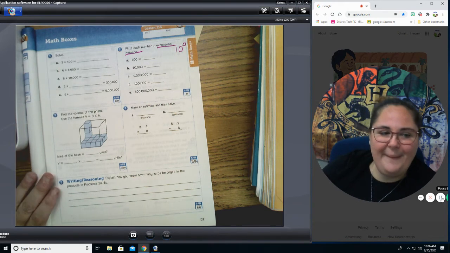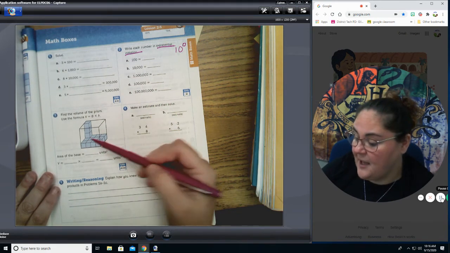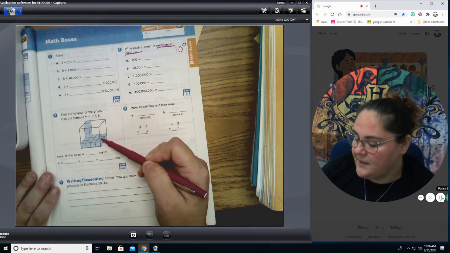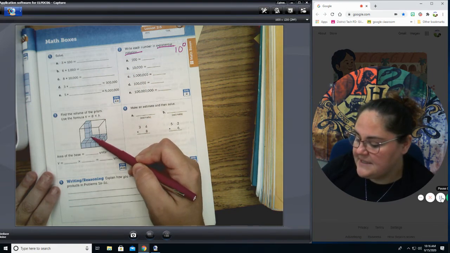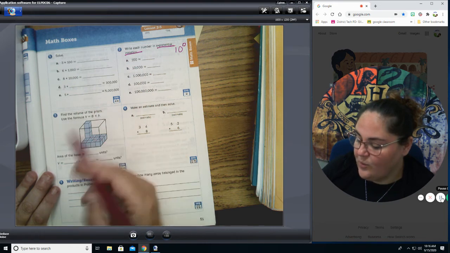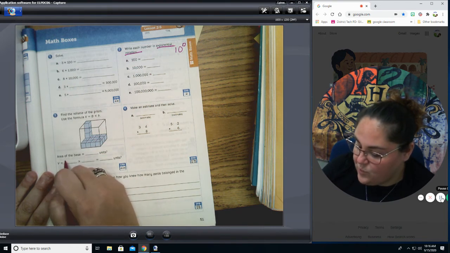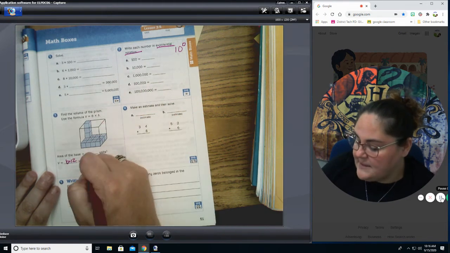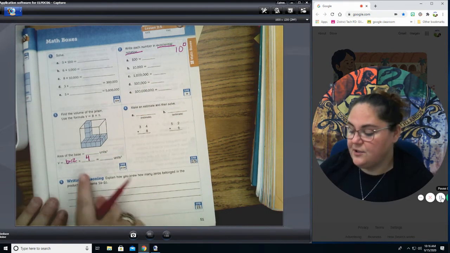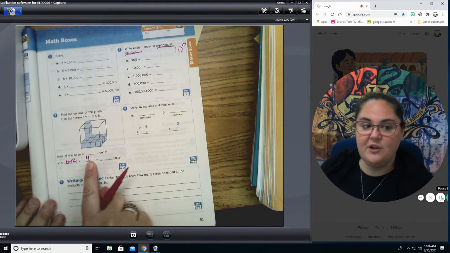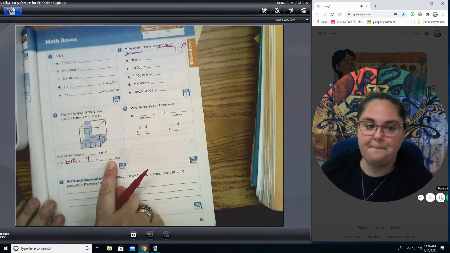Number 3, you have a base times height. So I'm going to help you out with this one, my base. 1, 2, 3, 4, 5, 6, 7, 8, 9, 10, 11, 12. My base will be 12. And my height is going to be 4. So you need to answer what is your base, what is your height, and what is your final answer.